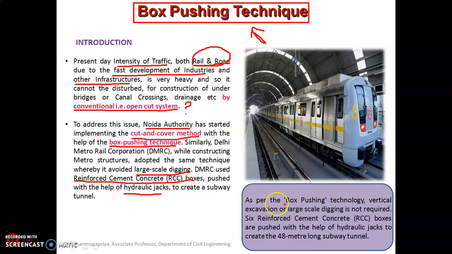So let me read out what was given in the technical article. It says, as per the box pushing technology, the vertical excavation or large scale digging is not required. 6 reinforced cement concrete boxes are pushed with the help of the hydraulic jacks to create the 48-meter long subway tunnel. So DMRC have used this box pushing technique for creating the 48 meters long subway tunnel with the help of hydraulic jacks. So now let me move on to the next slide.